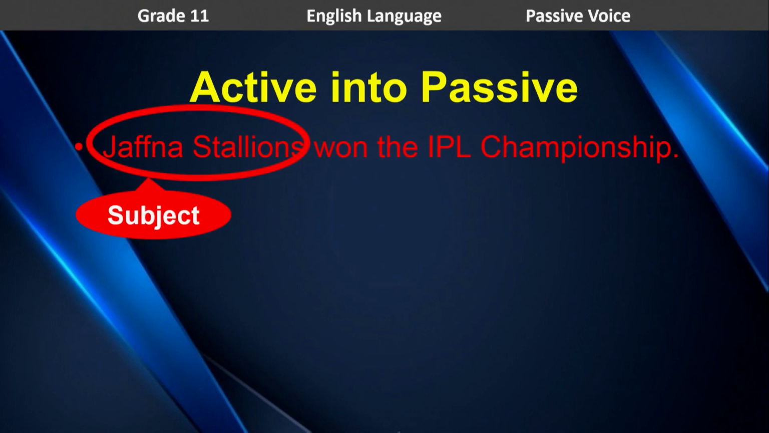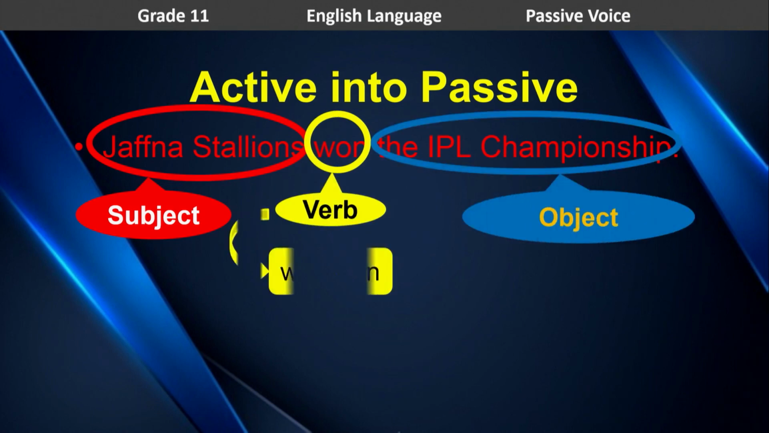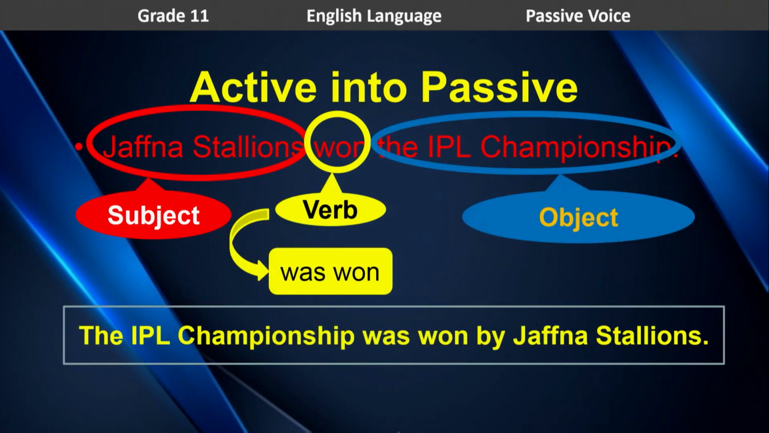This is the subject, this is the verb, and this is the object. So, can you convert it? That's right. So, the subject and the object have to change their positions. Correct. The IPL championship was won by Jaffna Stallions.